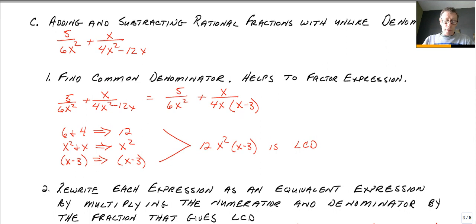For the 6 and the 4, the least common denominator would be 12. Then I have x squared in the first fraction and x in the second. Between those two, the one with the highest power is x squared, so that would be in my common denominator. Also, I have an x minus 3 that is not in the first fraction but is in the second. So 12x squared times x minus 3 is going to be my LCD.